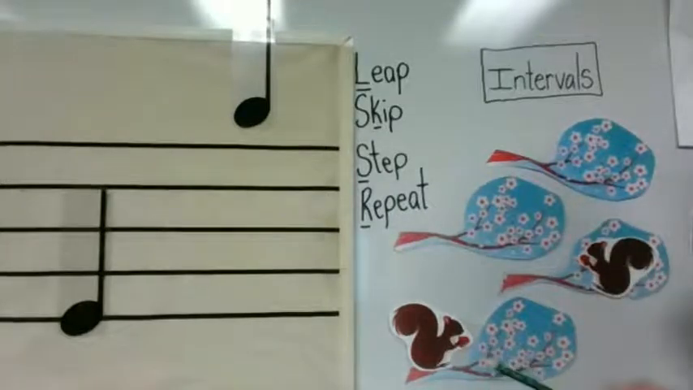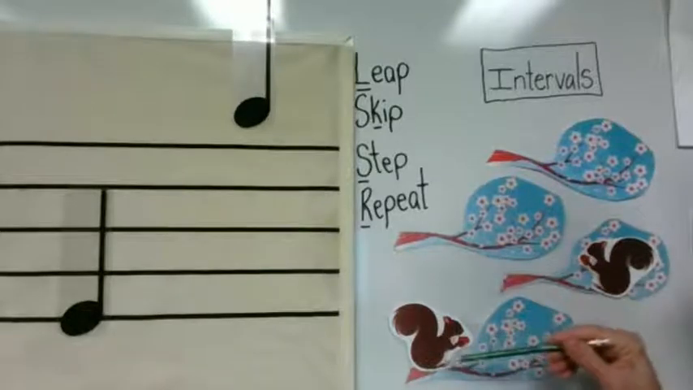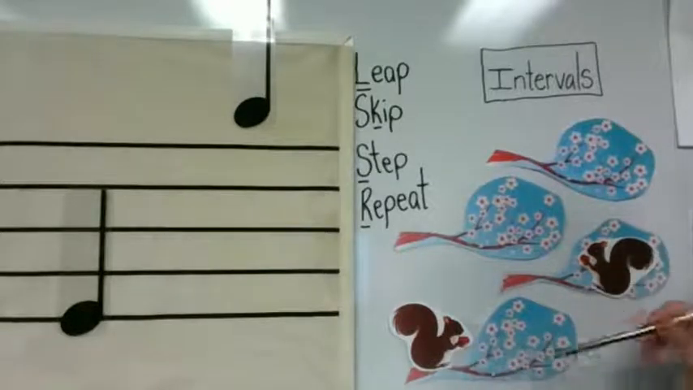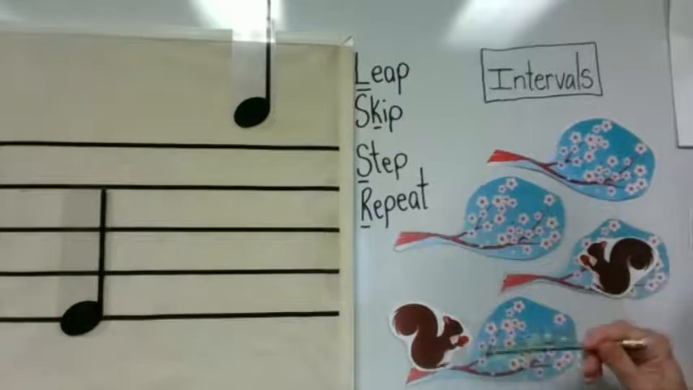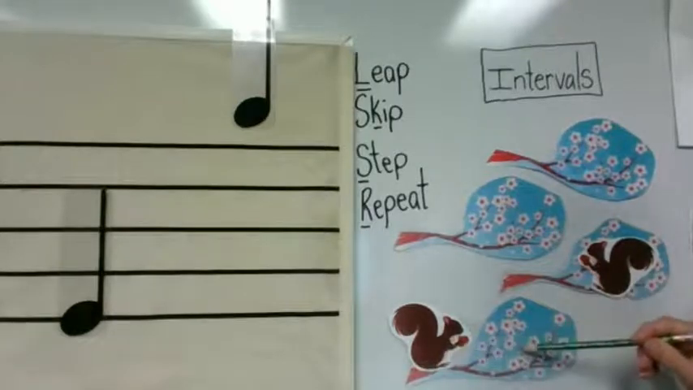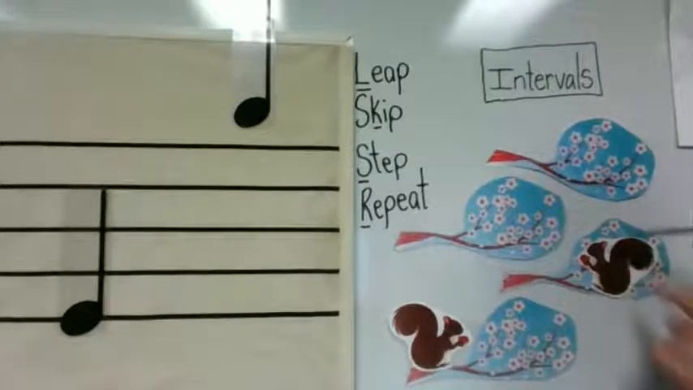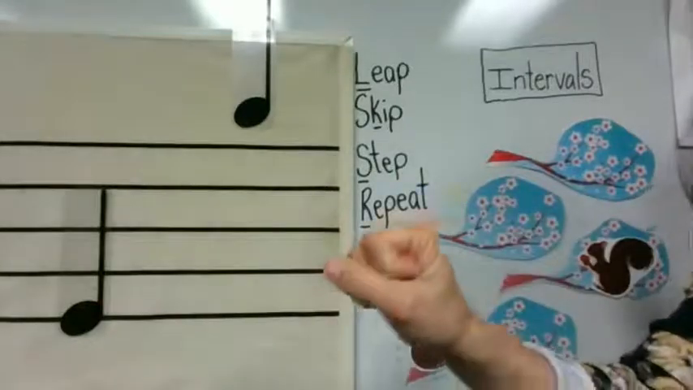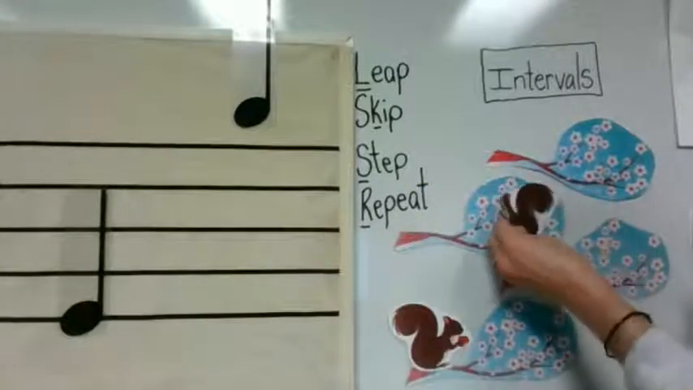That's the next kind of interval, where this squirrel is just a little bit higher than that squirrel. So the sound isn't the same, but it's just up slightly, and we indicate step with the letter S. Then we have the new one.